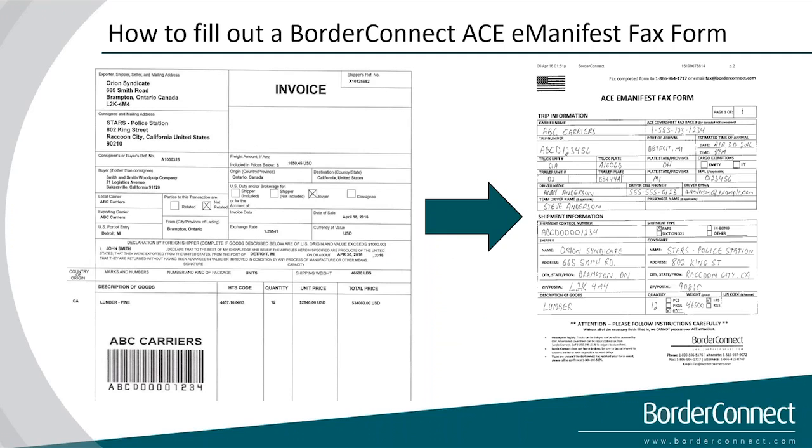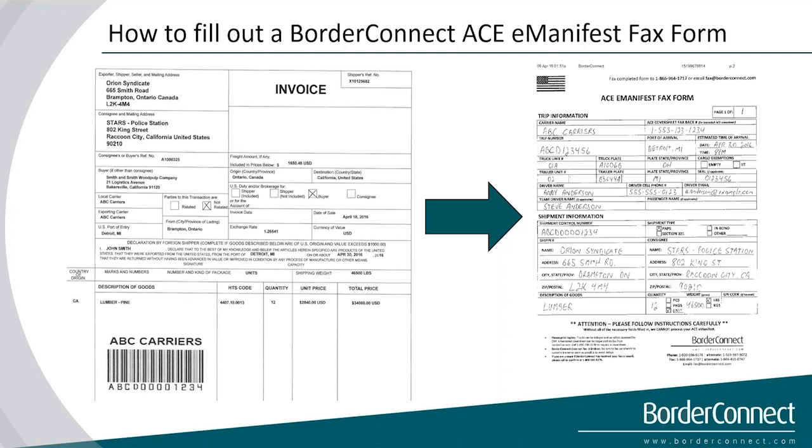Now on the left is an example of an invoice you may receive, something that looks very familiar to you if you've ever picked up documents from a shipper. When you fill out the AC manifest fax form, you're going to want to make sure that you look at necessary fields on invoices to make sure that BorderConnect receives the proper information that we are looking for. So we'll start from the top on the AC Manifest fax form. The carrier name, it's ABC Carriers.